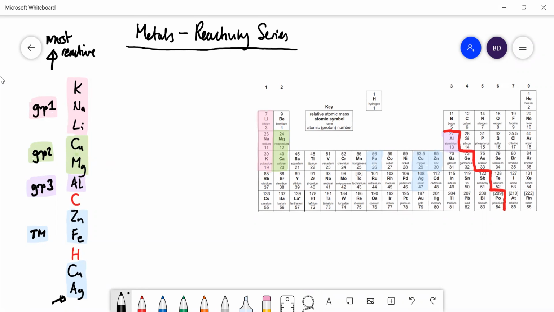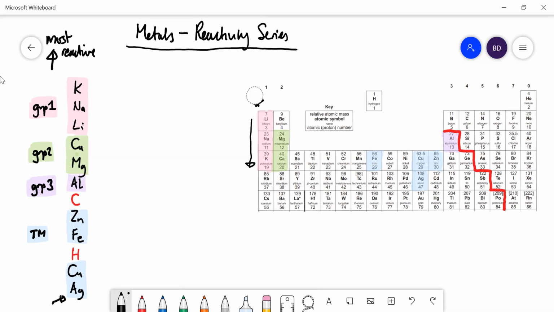So you can see the most reactive metals are the group 1 metals, which are coloured in pink there. They're the most reactive because they've all got 1 electron in their outer shell. So for example, sodium is 2,8,1, and they've only got 1 electron to lose. It's easy to lose 1 electron, so they're more reactive. And also you probably remember, as you go down the group, they get more reactive because that electron is easier to lose in potassium than it is in lithium because it's further from the nucleus.